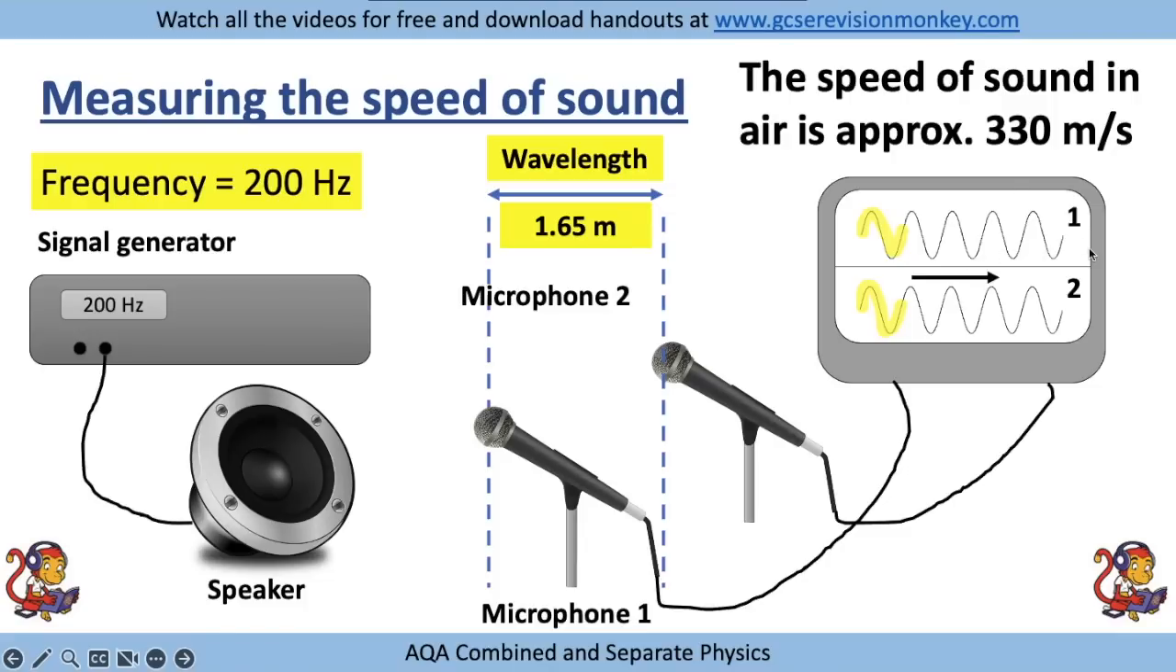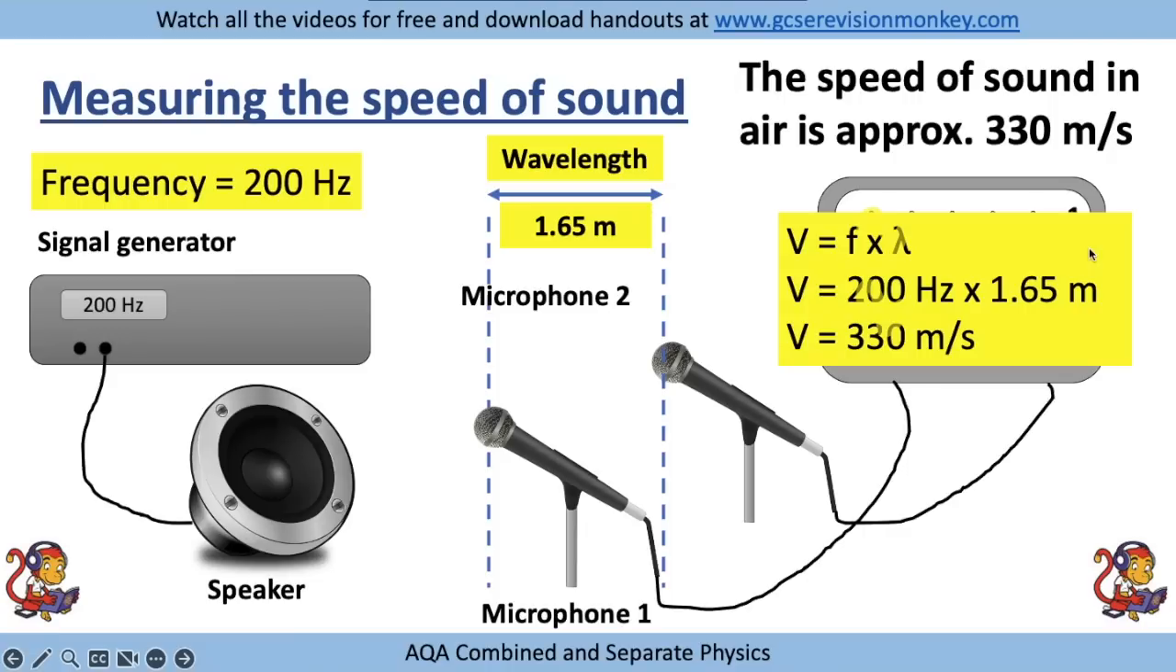We can then use the wave equation V equals F lambda, or wave speed equals frequency times wavelength, to calculate the speed of sound. So in this case 200 Hz as set by the signal generator multiplied by the wavelength of 1.65 gives us 330 meters per second.